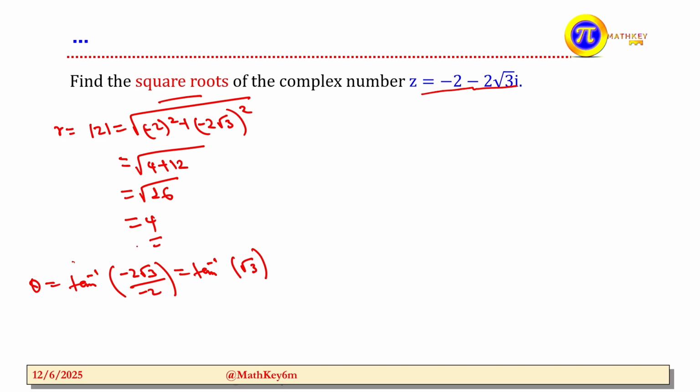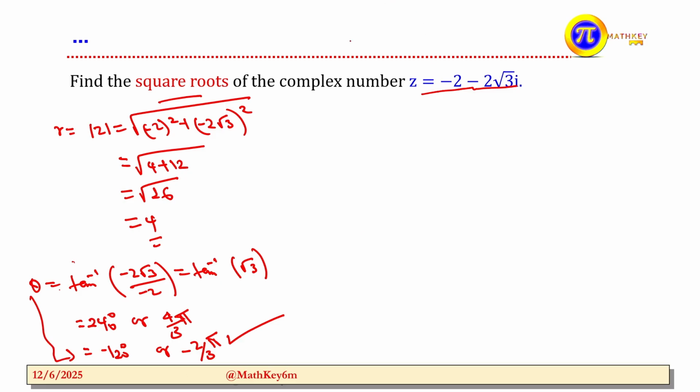So this is pi plus some value. Tan inverse of root 3 is equal to 60 degrees, so we add 60 degrees to 180 degrees. This equals 240 degrees, which is 4 over 3 pi radians. But we can't take this as the principal value. The principal value becomes negative 120 degrees, or negative 2 pi over 3 radians. So this is the principal value that we want to take.